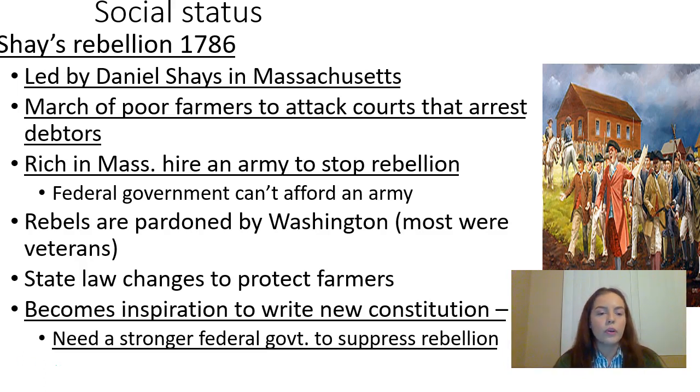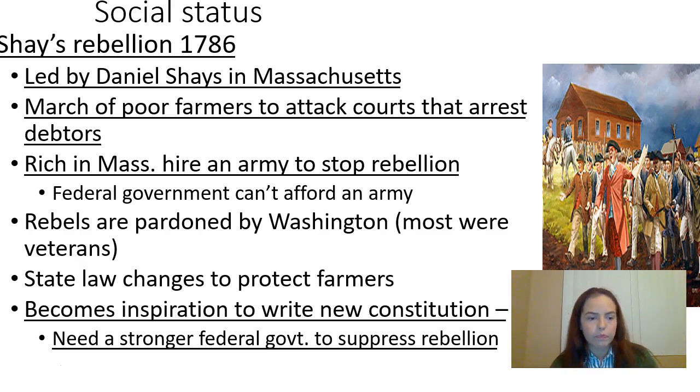As a result, you see the rich people from Massachusetts hire an army in order to stop the rebellion. And it's the rich who have to hire the army rather than the government, because the federal government can't afford an army at this time. This is because the government had been purposefully made weak in the Articles of Confederation. So we have the rich hiring an army in order to stop these poor farmers.